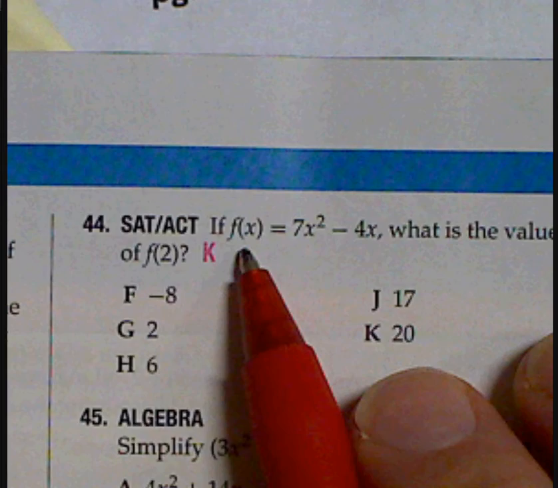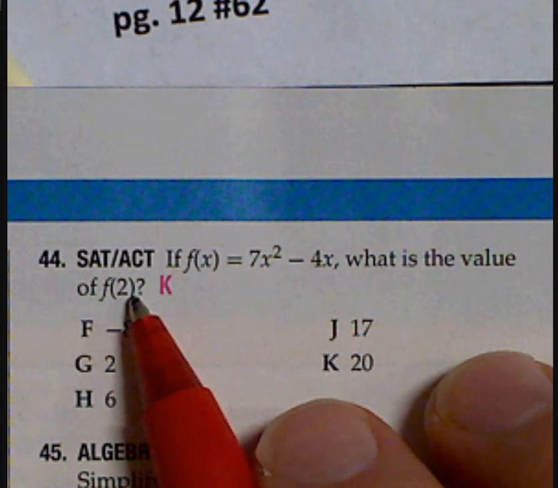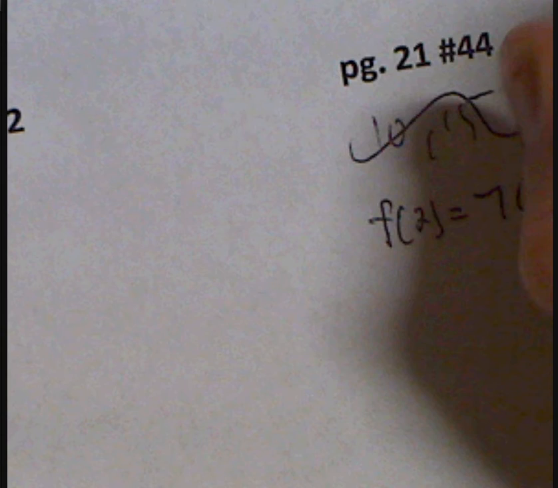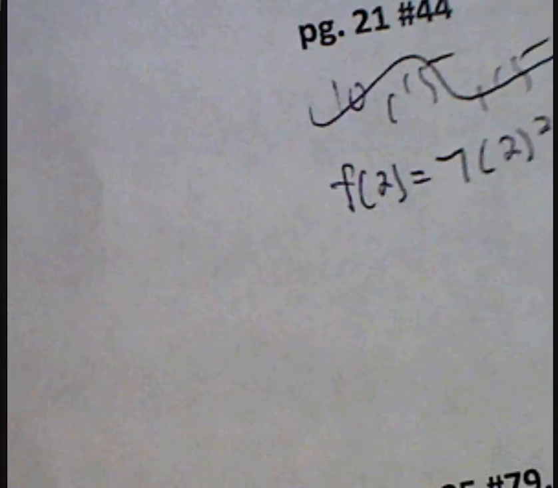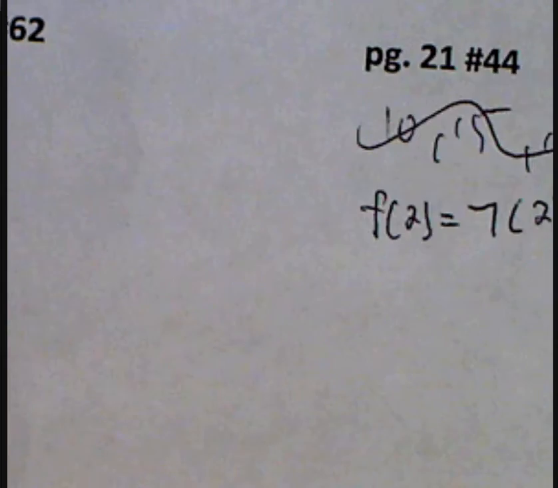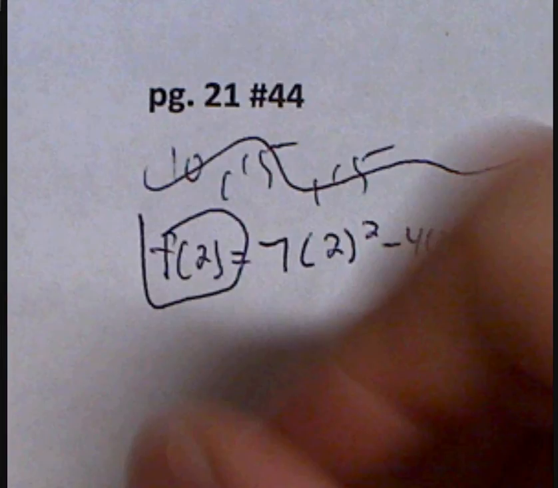If f of x, this is back to our functions. What's f of 2? I need to take my f of 2 and plug it into my function. So this is back to algebra 1, which I like. I need to find f of 2 in x squared times 7 minus 4 times 2. So with a function, we plug in the value.